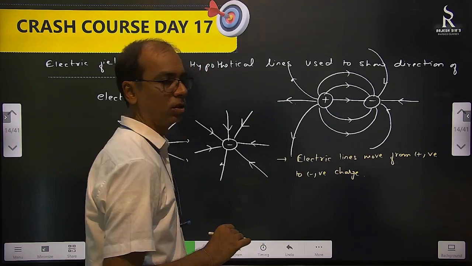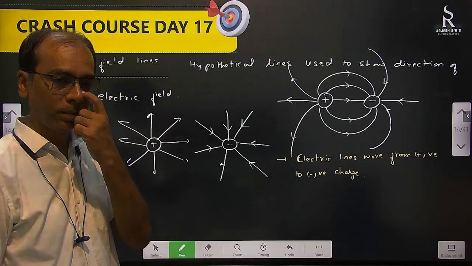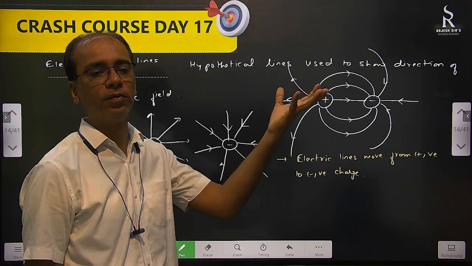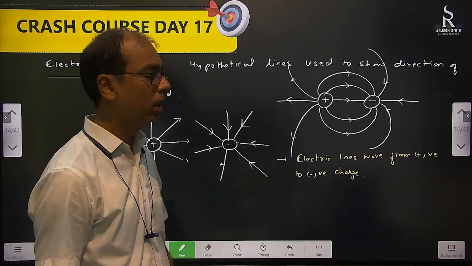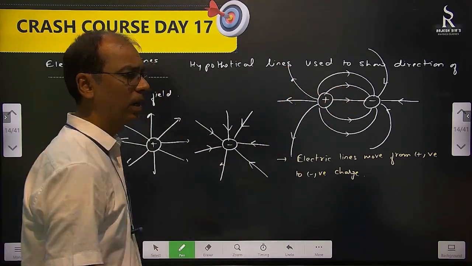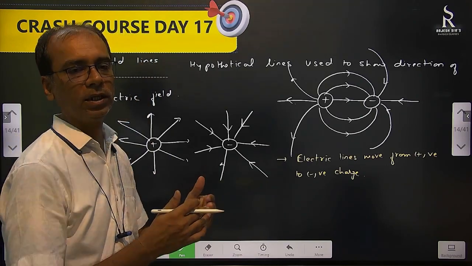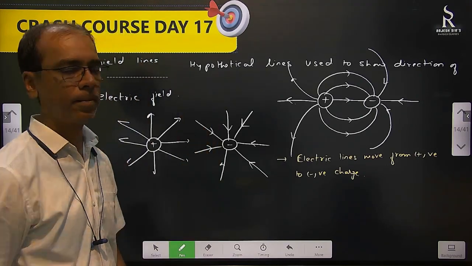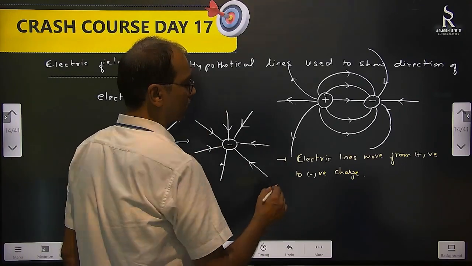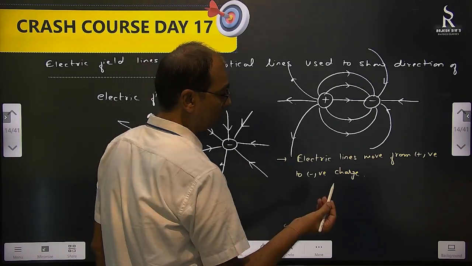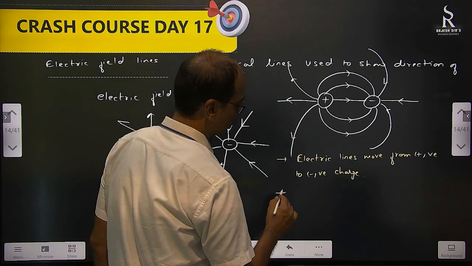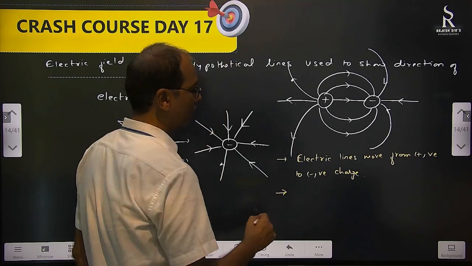If negative charge is not there, then they move towards infinity. Like if the charge is placed at infinity, then how do we get the electric lines? Straight lines, parallel. Parallel means, are they converging anywhere? No, they are going to infinity. So electric lines move from positive to negative charge, or they move to infinity, right? Then what more can we say?